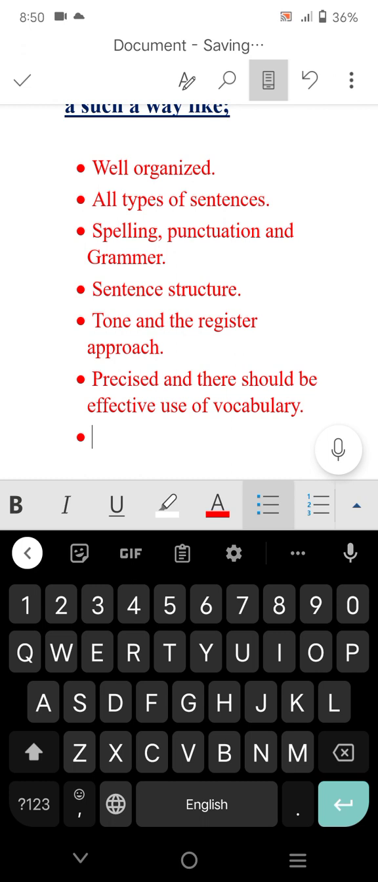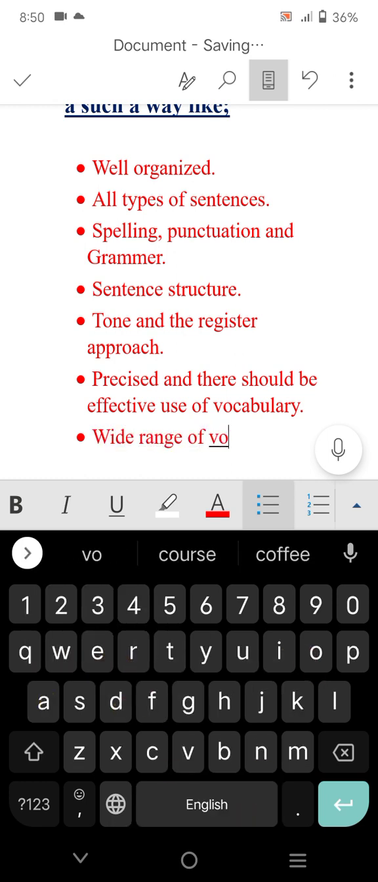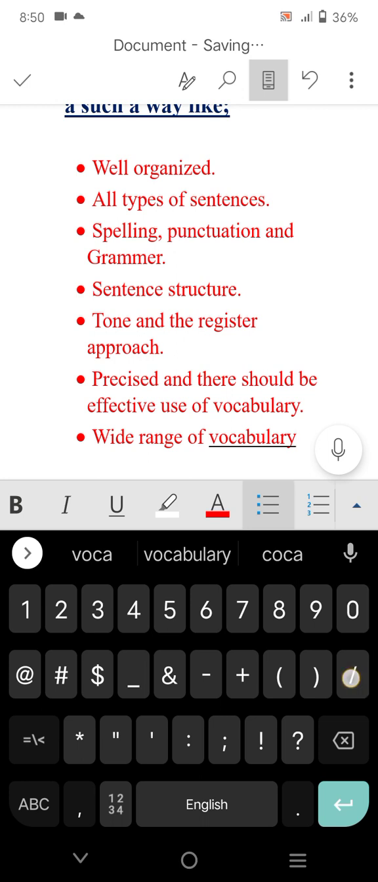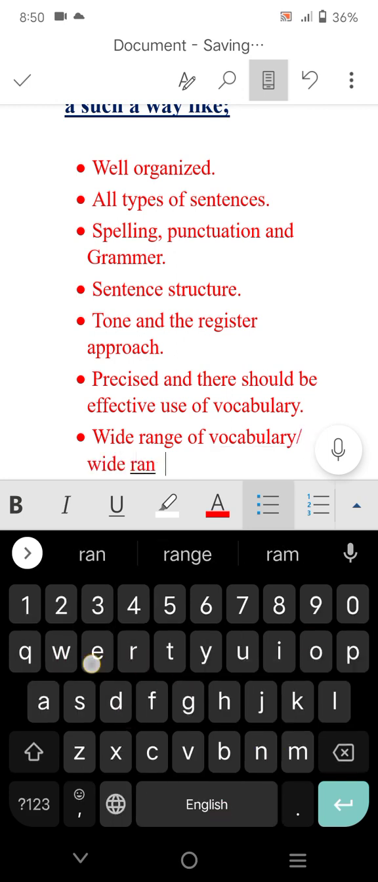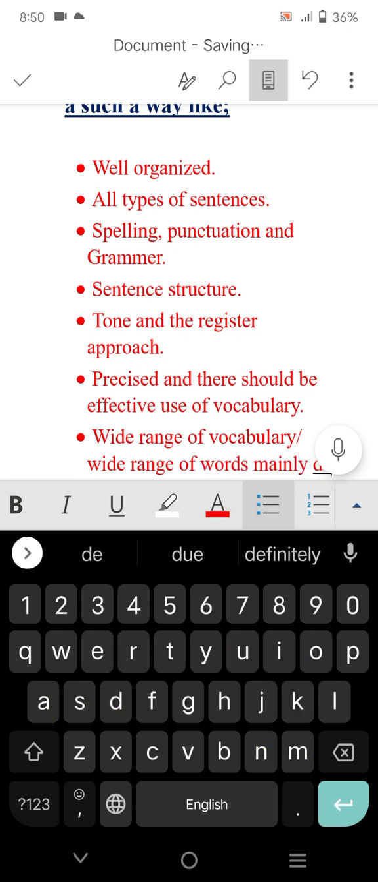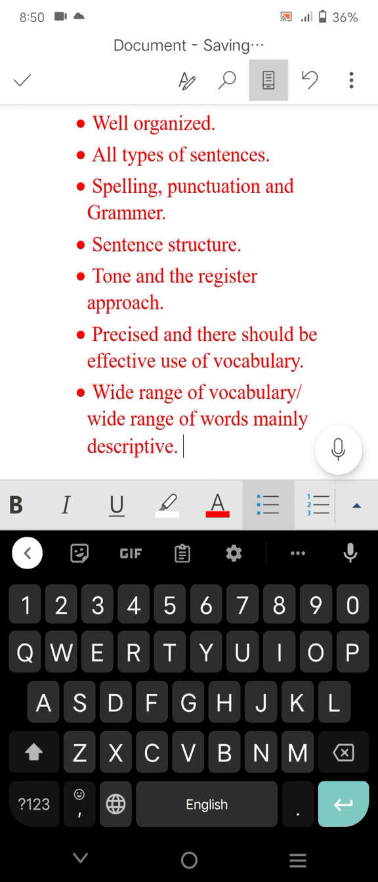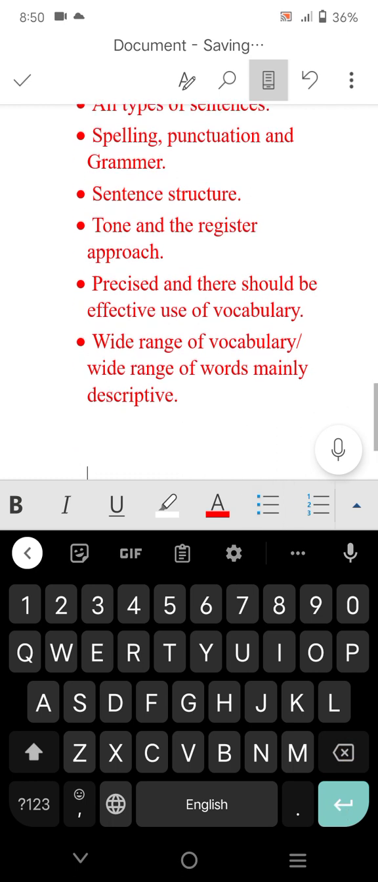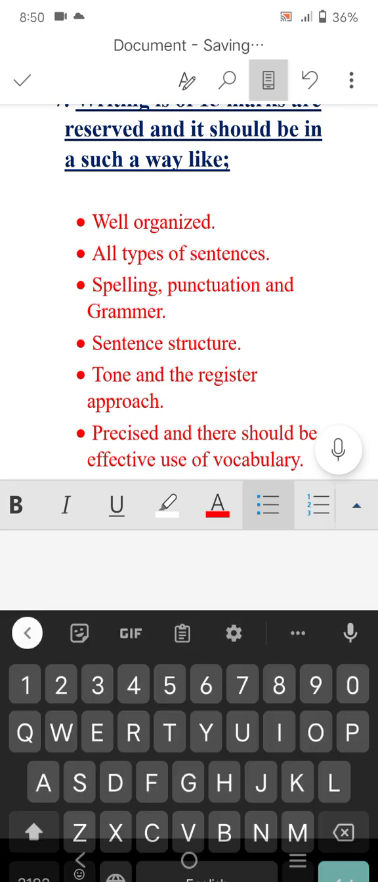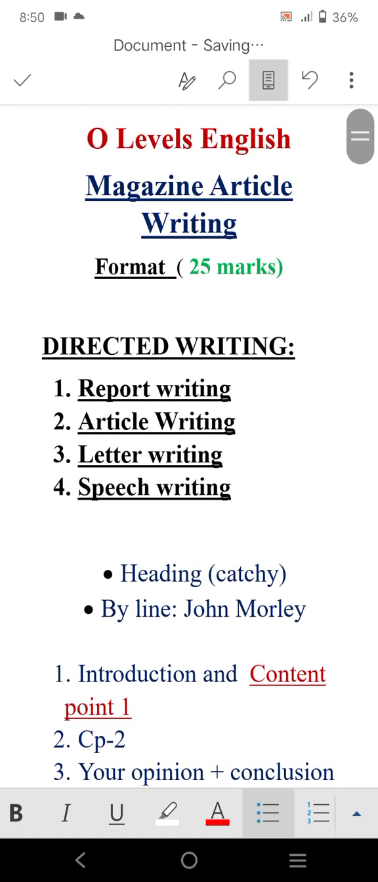The last most important one is that the candidate should have a wide range of vocabulary, or generally a wide range of words, mainly descriptive, that function properly and are good towards everyone, in order to earn marks. So here it was simply O Levels English magazine article writing.